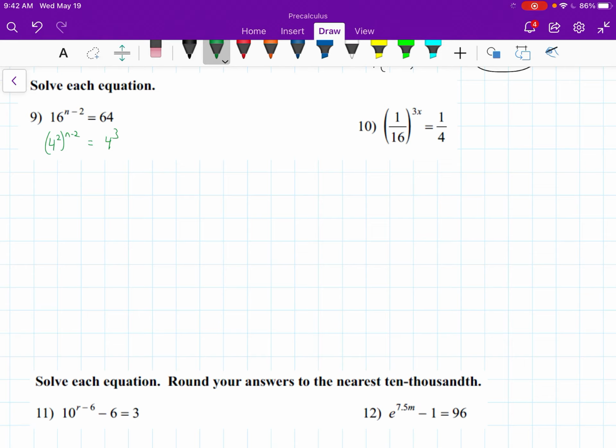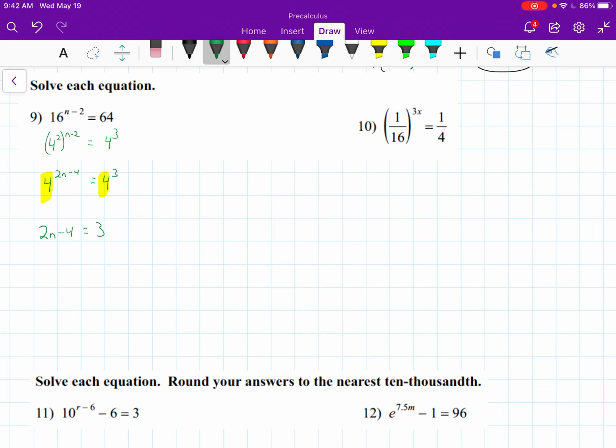On the left, we know when we have a power raised to a power, we can multiply the exponents. So this is going to be 4 to the 2n minus 4. On the right, we have 4 cubed. And what we learned is if our bases are the same, then the exponents have to be equal to each other, which means the exponents, 2n minus 4, has to equal 3.